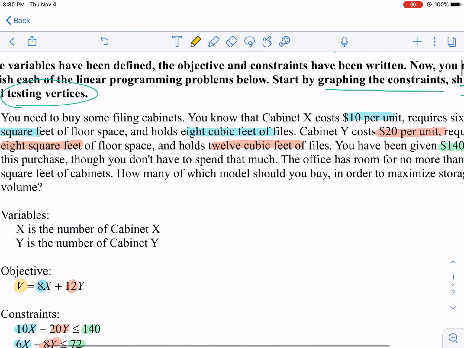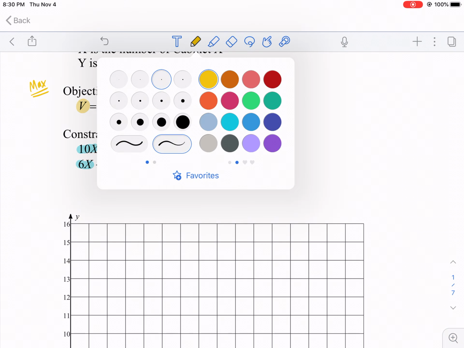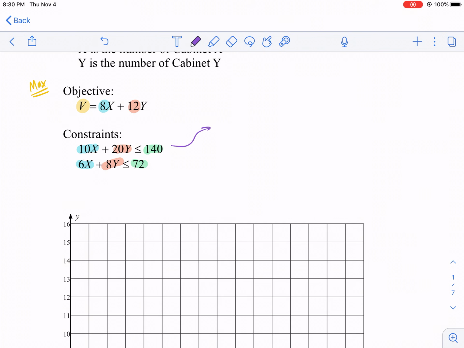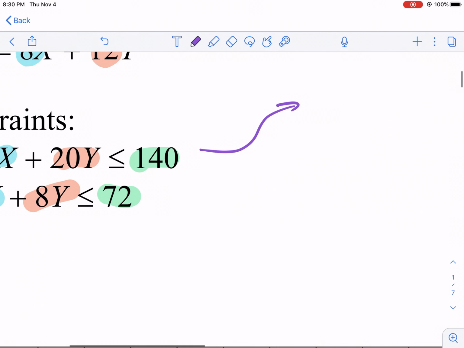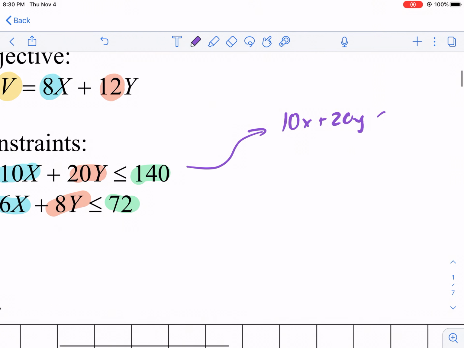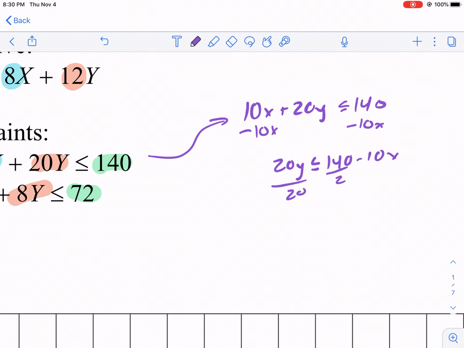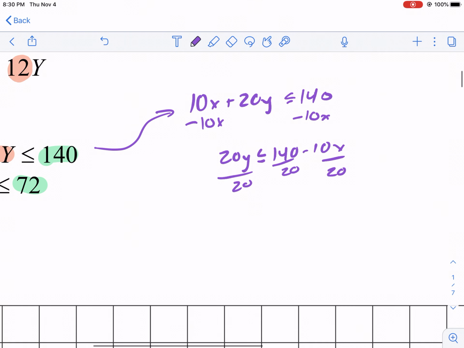Okay, so the first thing is we're going to be graphing the constraints. So here are the constraints. We need to graph these. I recommend getting these into slope-intercept form first. That means we need to solve for y. So I'm just going to rewrite it: 10x plus 20y less than or equal to 140. First thing I'm going to do is subtract 10x because I'm trying to get the y alone. 20y less than or equal to 140 minus 10x. Now I need to divide everything by 20. So y is less than or equal to 140 divided by 20, that's 7, minus 1/2 x.